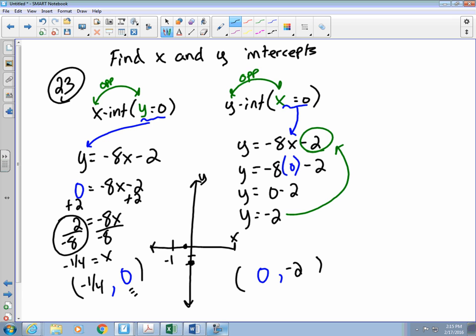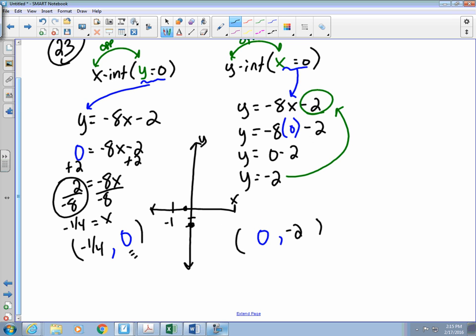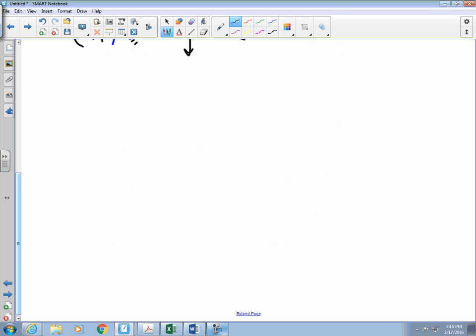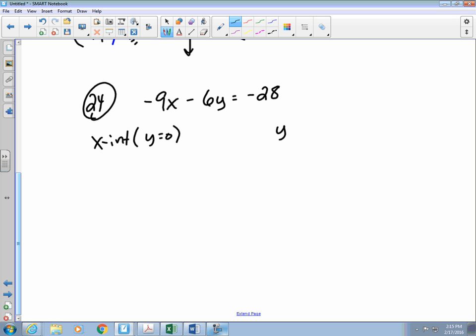Now, again, you didn't have to do the y-intercept shortcut for 23 because it was in slope-intercept form, but with 24, I'm going to give you a function in standard form, something like -9x minus 6y equals -28. So this is standard form because the input and the output are on the same side. Right? Y is not by itself. So if I wanted to figure out the x-intercept real quickly, I'm going to do the same shortcuts. And I actually have to do the y-intercept this time because it's not in slope-intercept form.